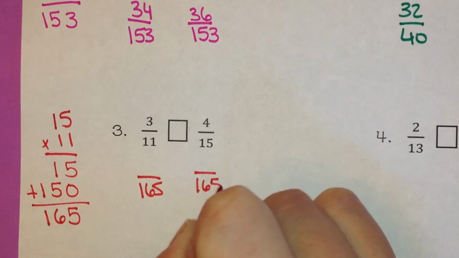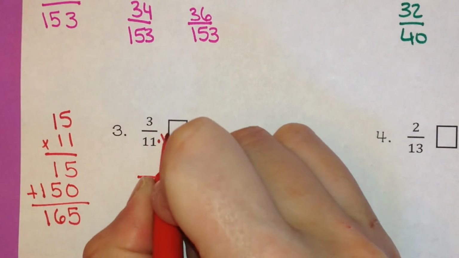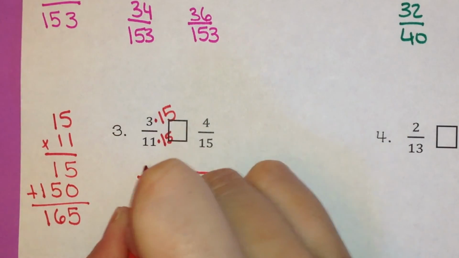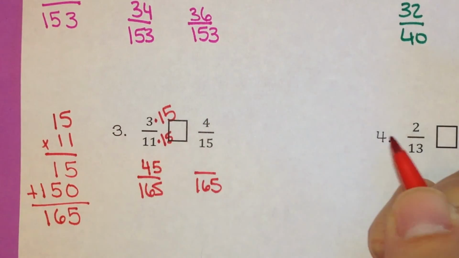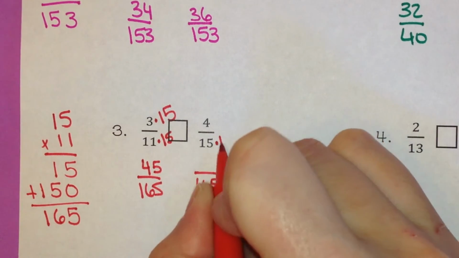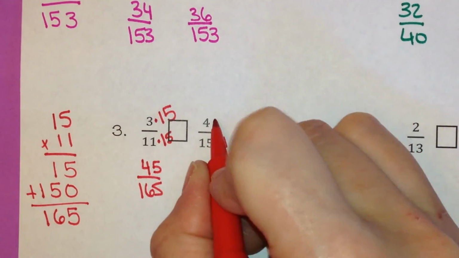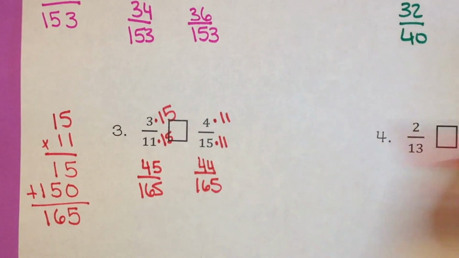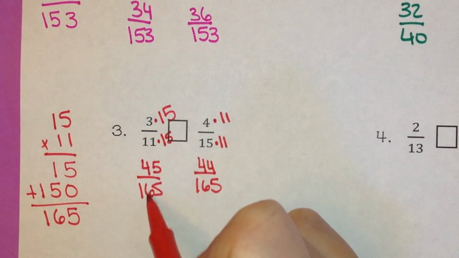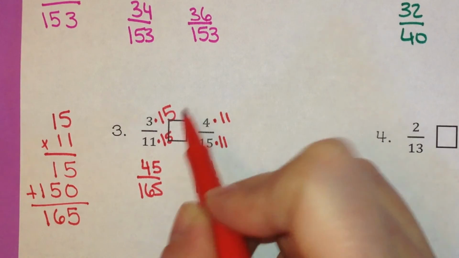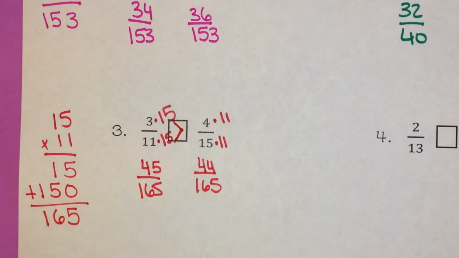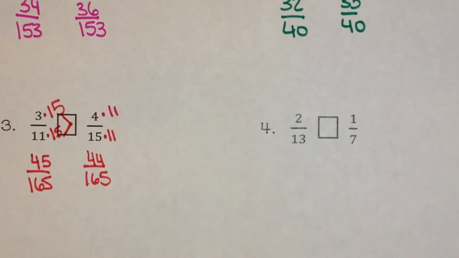165. We multiplied 11 times 15, meaning we also have to multiply 3 times 15. 3 times 15 is 45. We multiplied 15 times 11 to get 165, so we also have to multiply 4 times 11. 4 times 11 is 44. I can see that 45/165 is larger than or greater than 44/165. All right, last one.